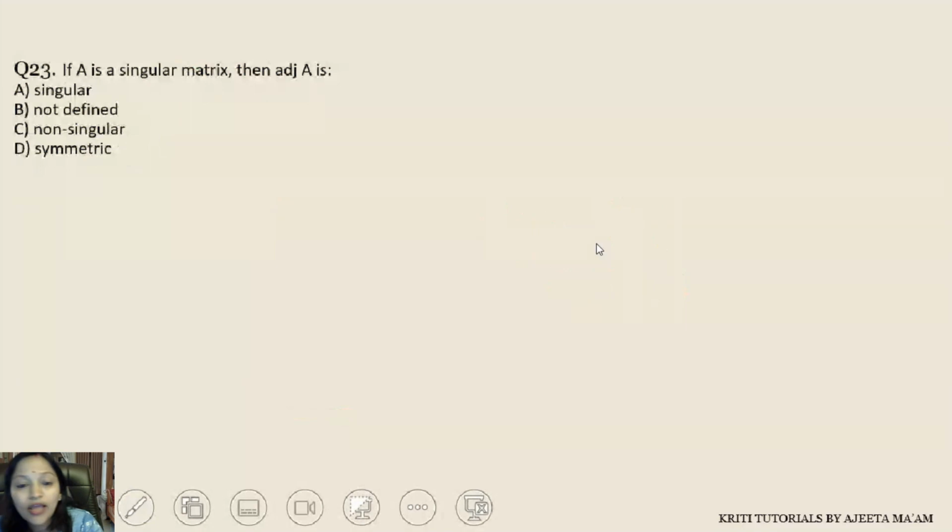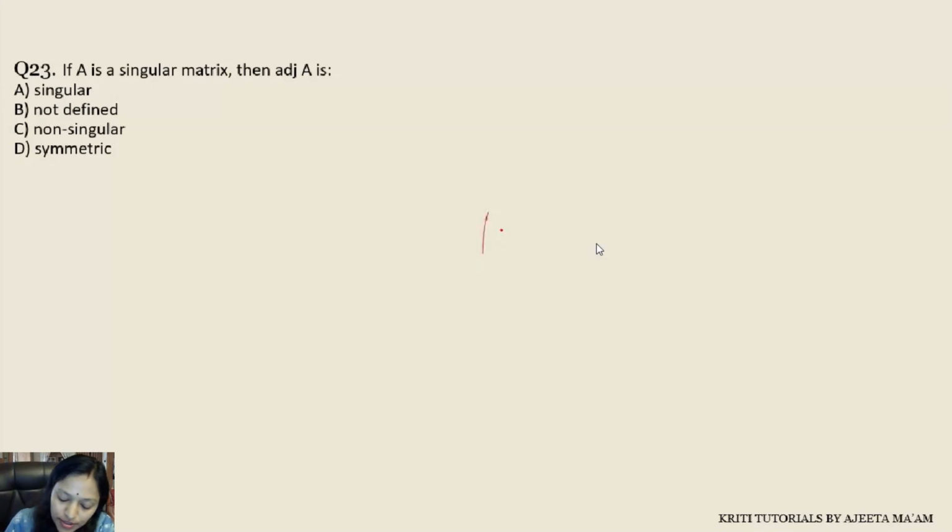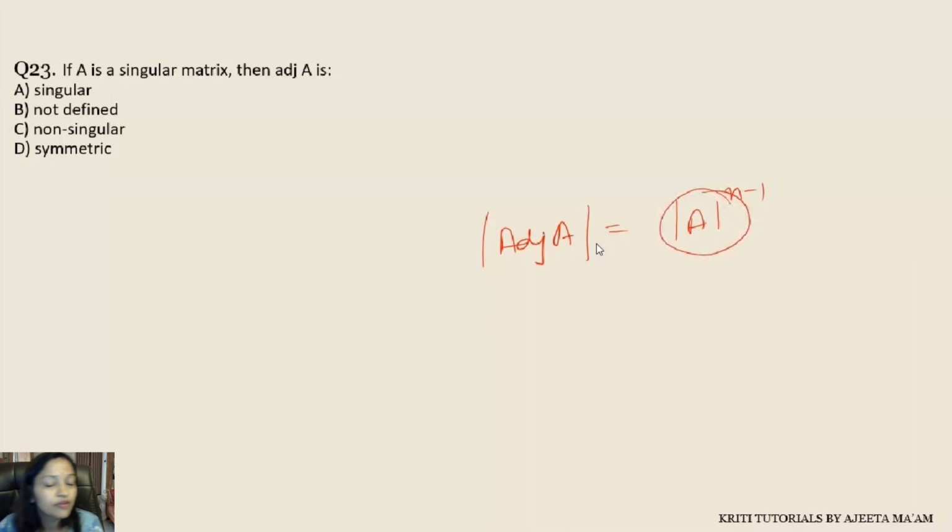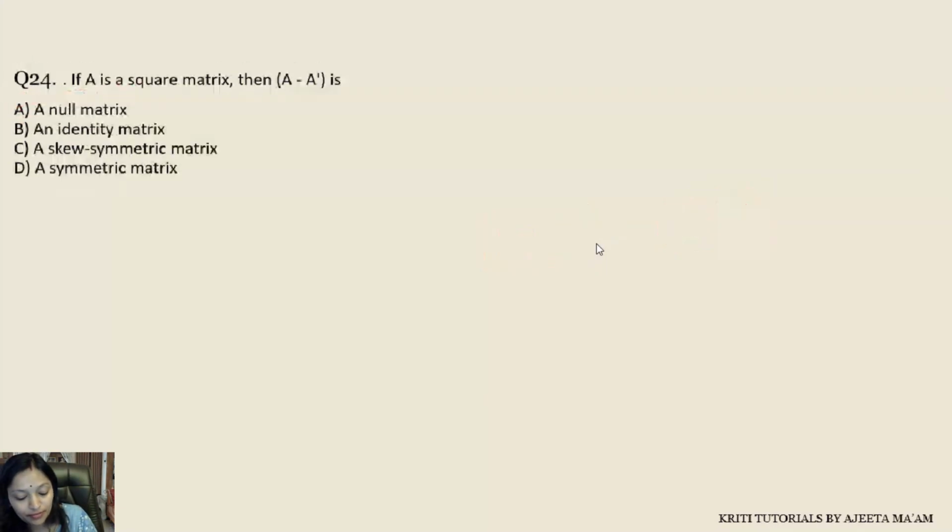These two conditions make a matrix skew symmetric. Now the next. If A is a singular matrix, then adjoint of A is: singular, not defined, non-singular, symmetric. Again it's property based. Singular matrix means the determinant is 0. So what is the determinant of adjoint of A? It is determinant of A raised to n minus 1, you know this property. If that becomes 0, then the determinant value of adjoint of A will be 0. So it becomes singular. That is how we go. Properties are the most important, I am telling you again.